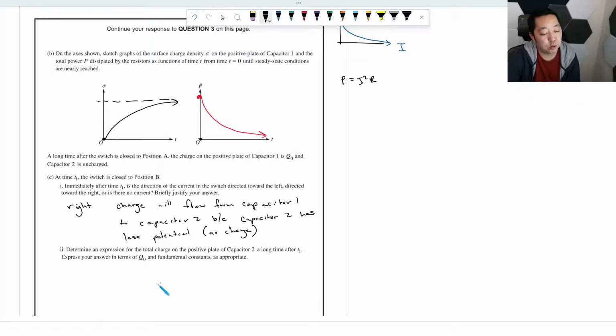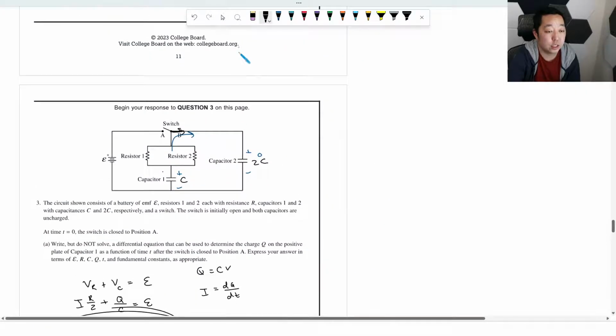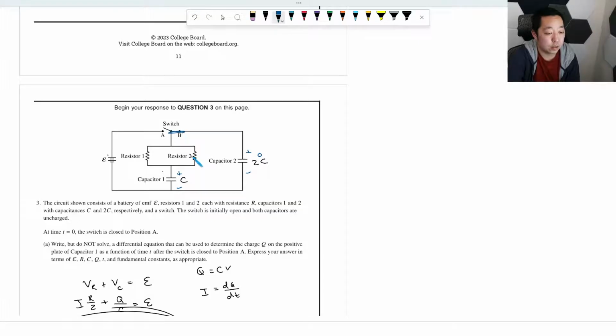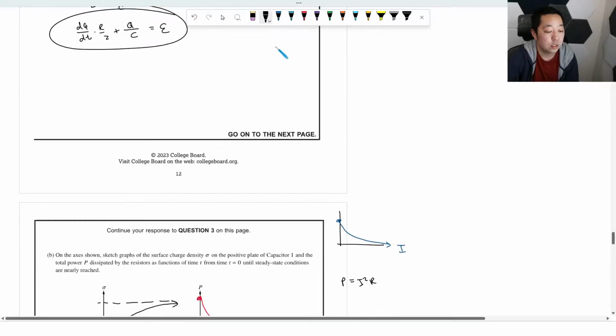Determine expression for the total charge on the positive plate of capacitor 2 after a long time. So a long time later, you wait a long time. What happens? There's no current. Now this is 0 volts, and they both have the same voltage, right? Why? Because the loop voltages have to add, right? If there's no drop here, then this drop and this drop are the same. So they'll have the same voltage eventually.